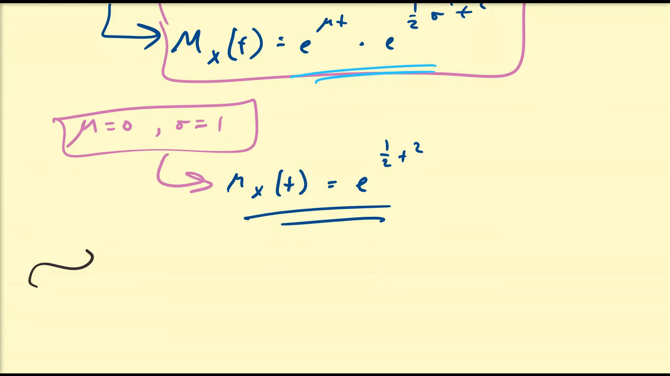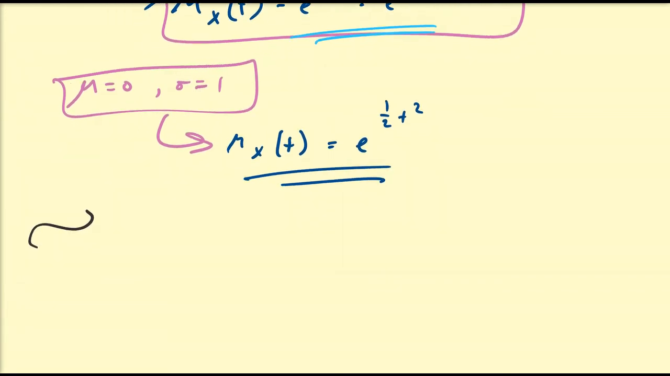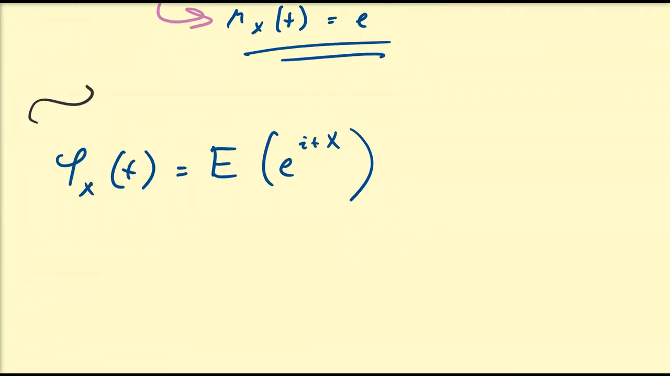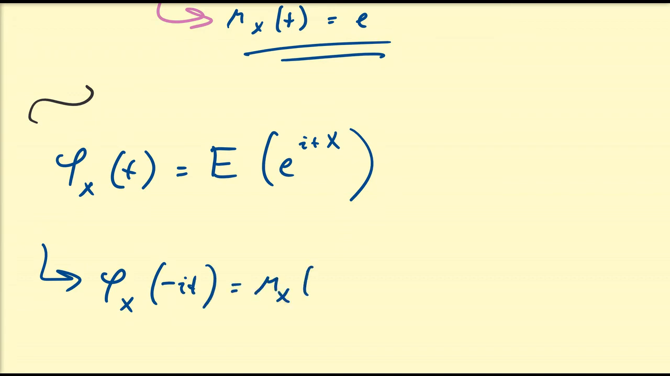Now, in certain scenarios, it is useful to consider the characteristic function. Remember, the characteristic function of random variable X, phi_X(t), is defined to be equal to the expectation of e to the i t X. One of the special properties about characteristic functions that relates to the moment generating functions is that phi of random variable X of minus i t is equal to the moment generating function of X of t.